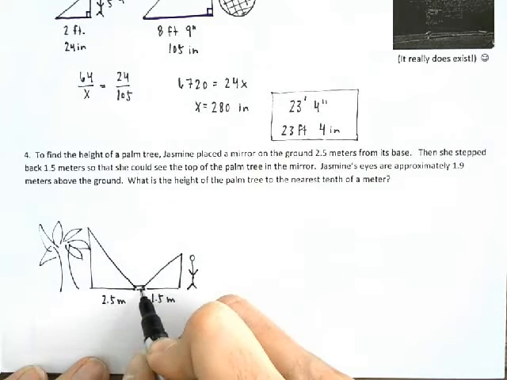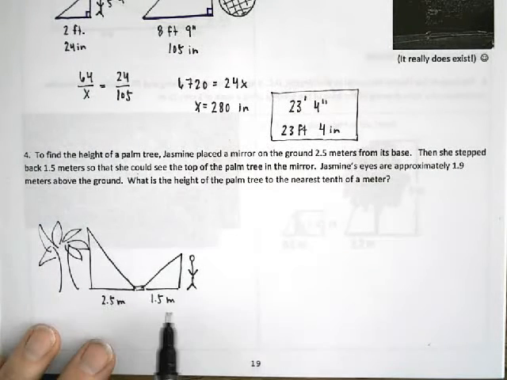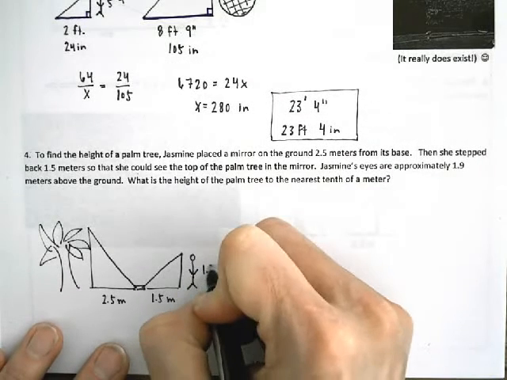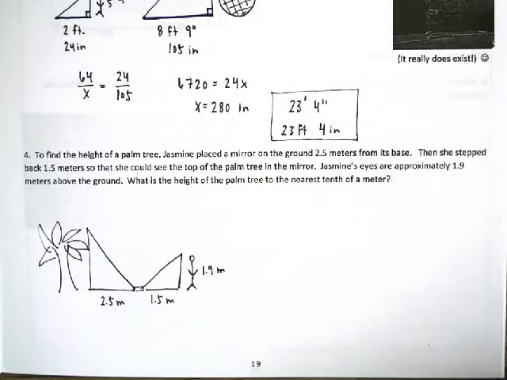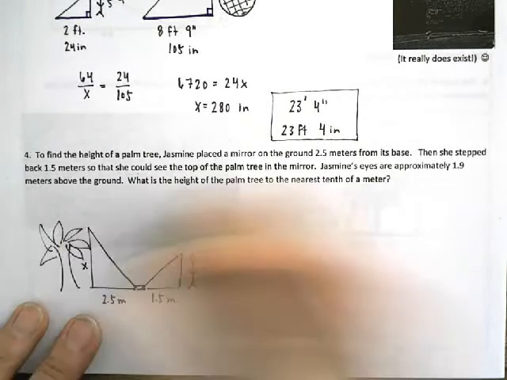So if she looks into that mirror, she can see the top of the palm tree. That is a terrible drawing, but that's okay. Let's see. So that's our setup here. It says Jasmine's eyes are approximately 1.9 meters off the ground, and it wants to know what is the height of the palm tree to the nearest tenth of a meter.